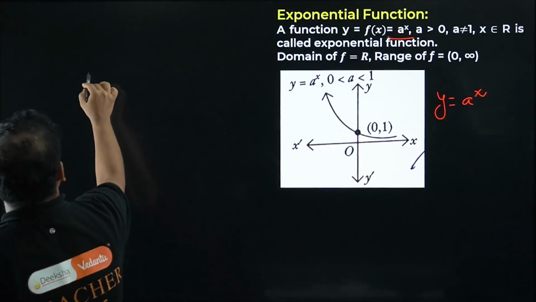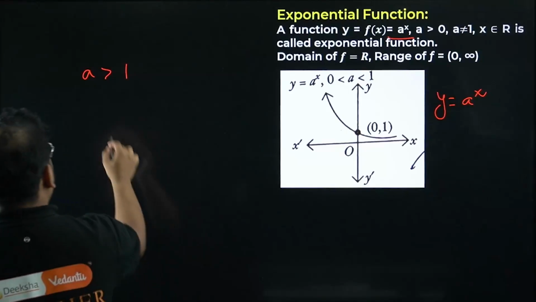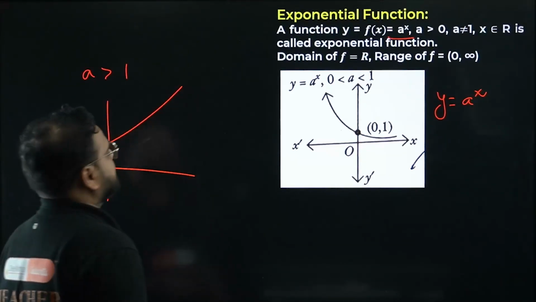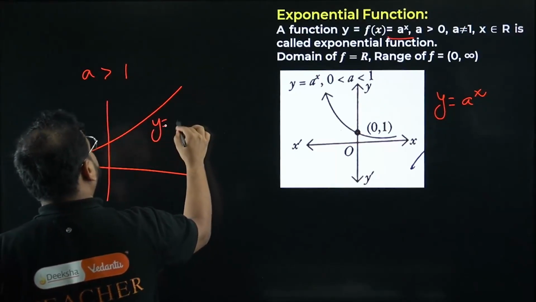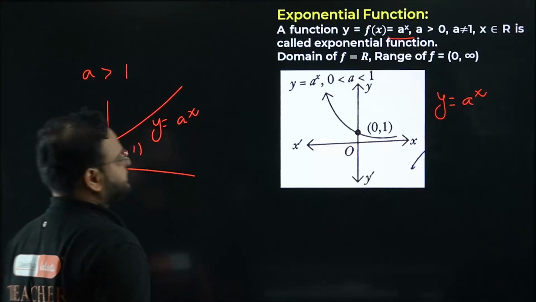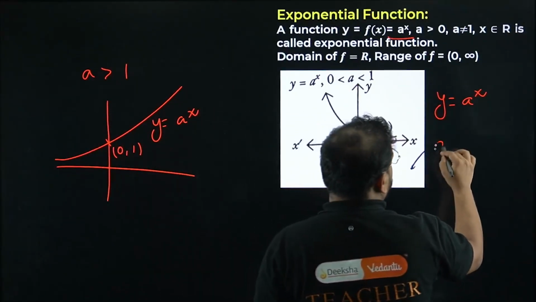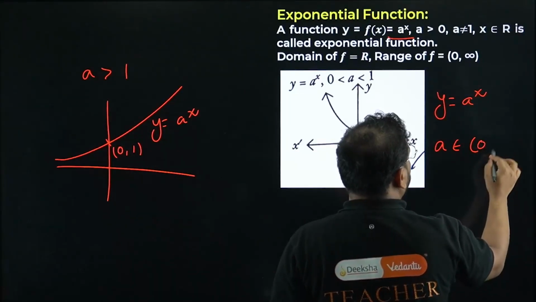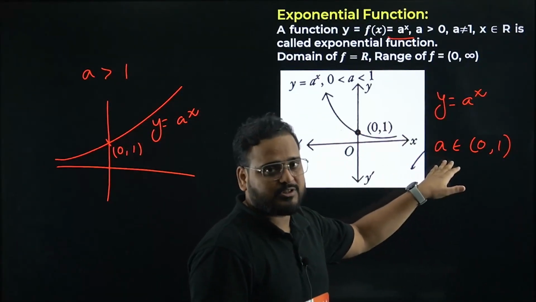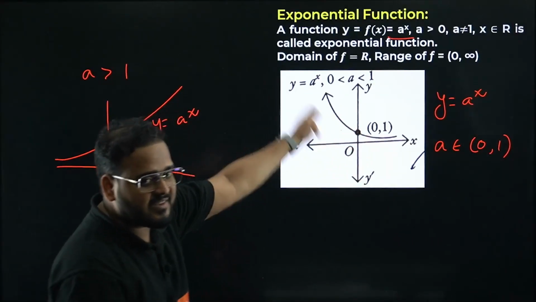If you have a case where a is more than 1, the function becomes this. Please check. Then the function is y equals a power x. So this is the case when the value of a lies between open 0 and open 1. When the value of a, the base of the exponential function, is between 0 and 1, then you have this graph, the decreasing nature graph.